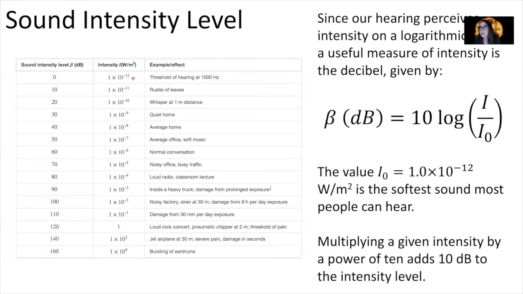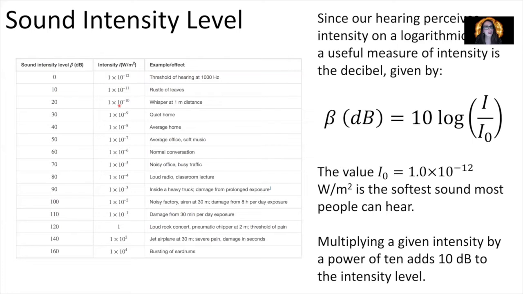Now, when we increase the intensity by a power of 10, we go up to an intensity of 1 times 10 to the minus 11 watts per meter squared. That's like the rustling of leaves outside right now. That increases our sound intensity level by 10. We go up by 10 decibels.